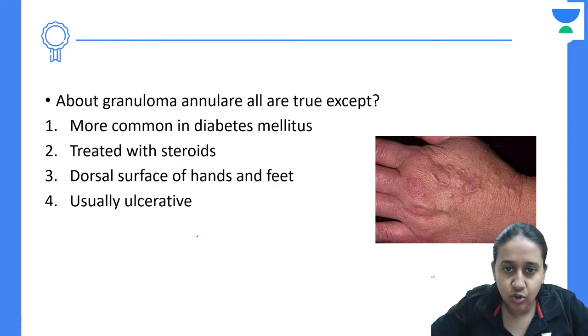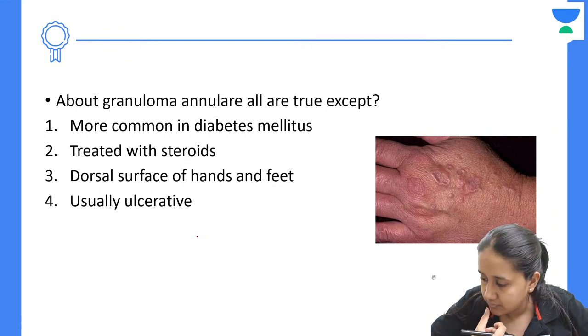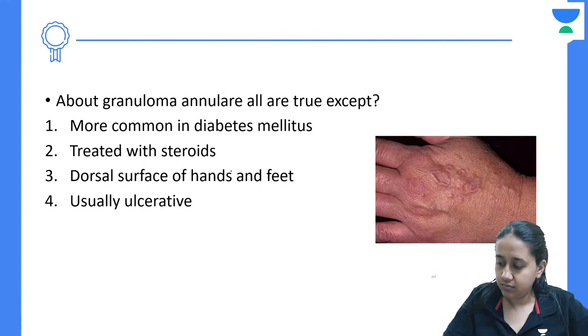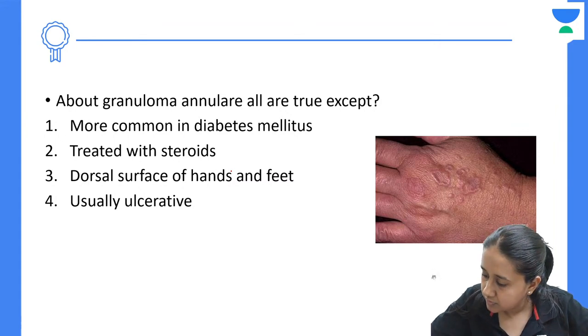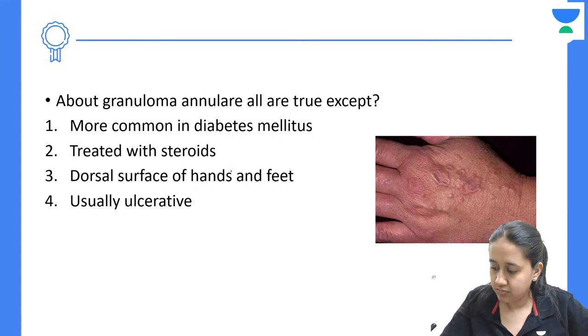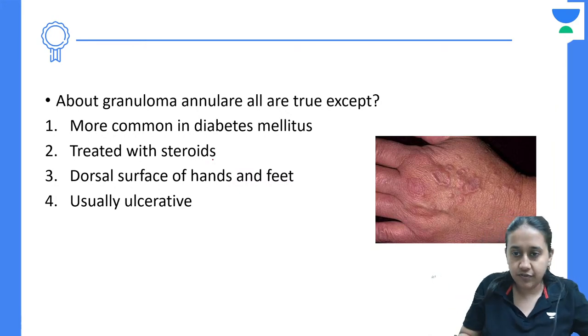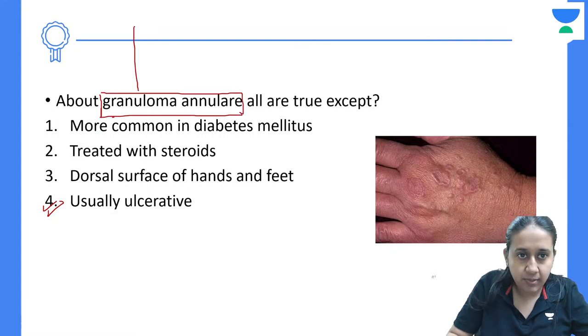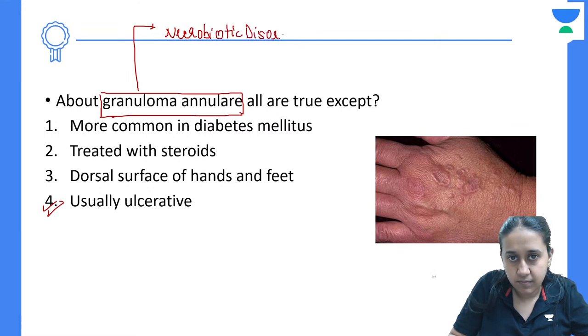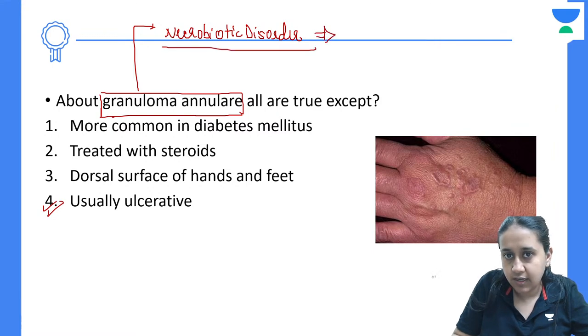Next, about granuloma annulare, which of the following is true? Amazing, all of you. The answer is option number 4. Granuloma annulare is an example of necrobiotic disorder. It is an example of necrobiotic disorder.